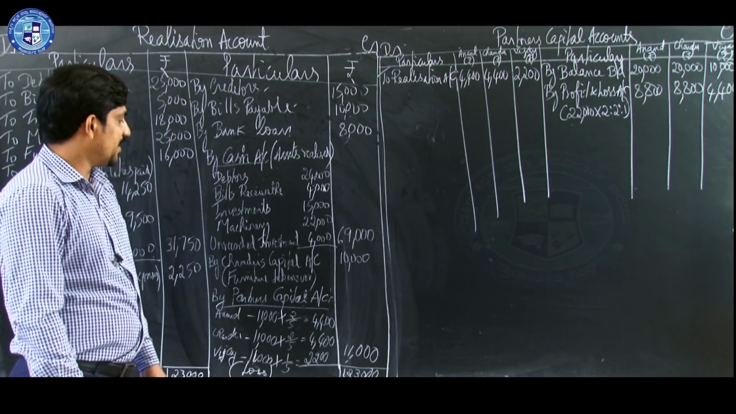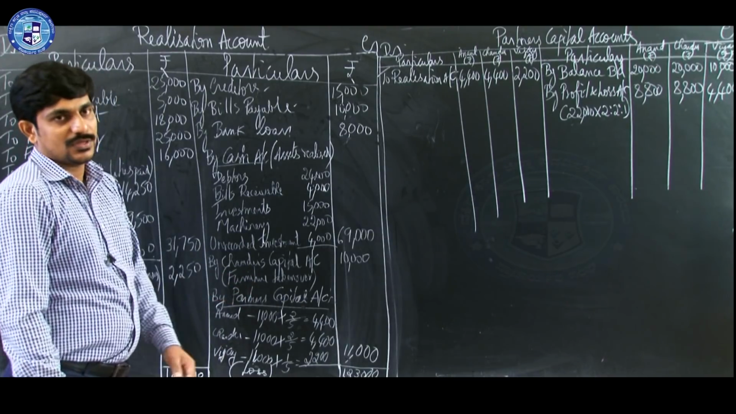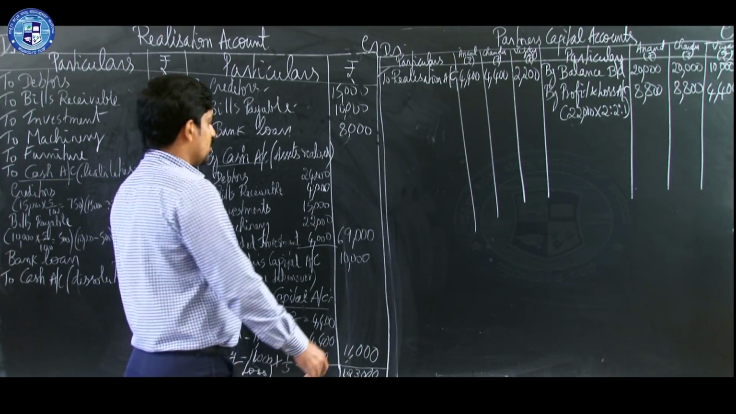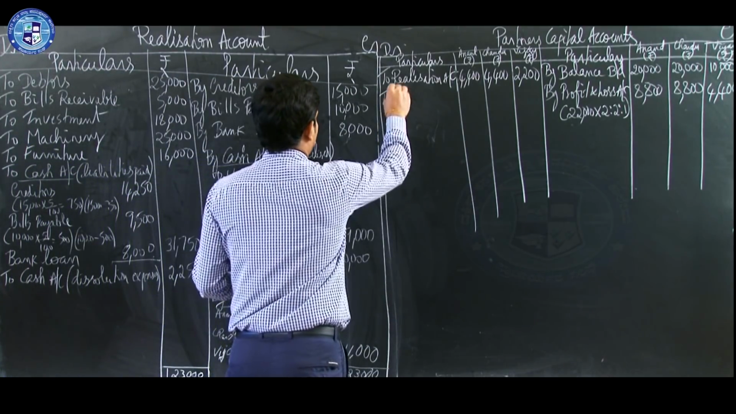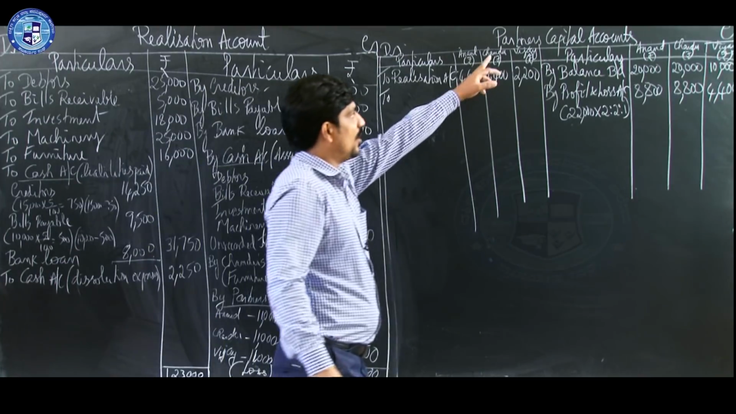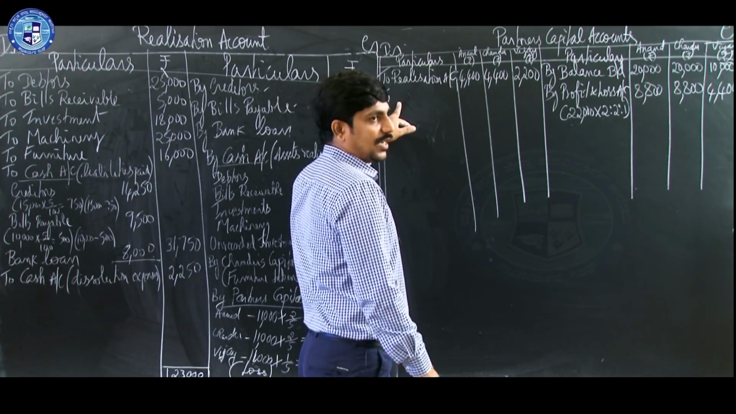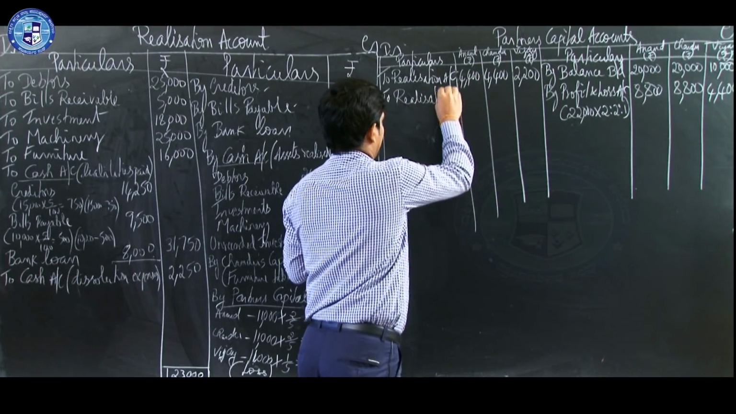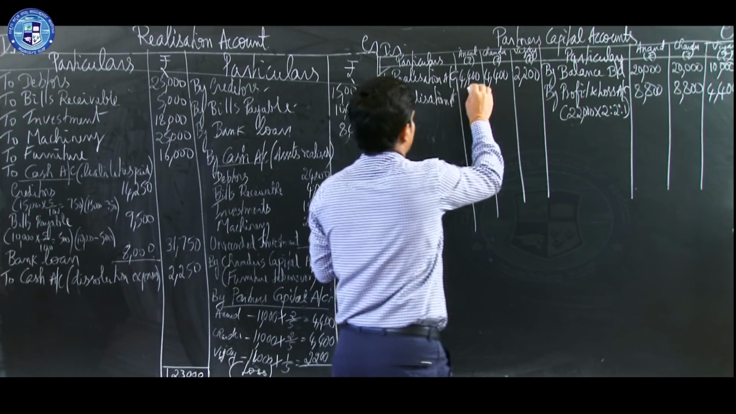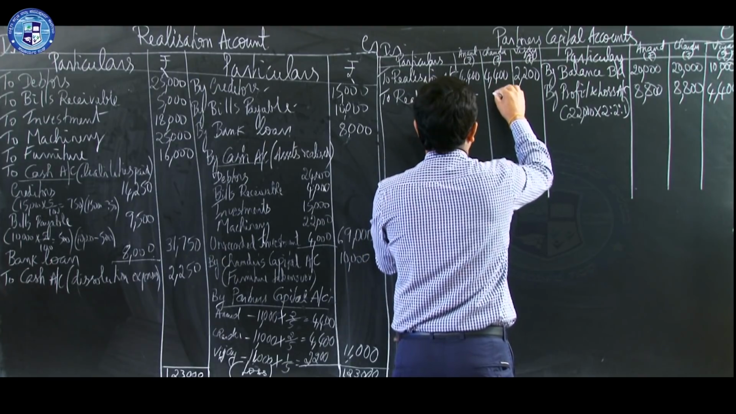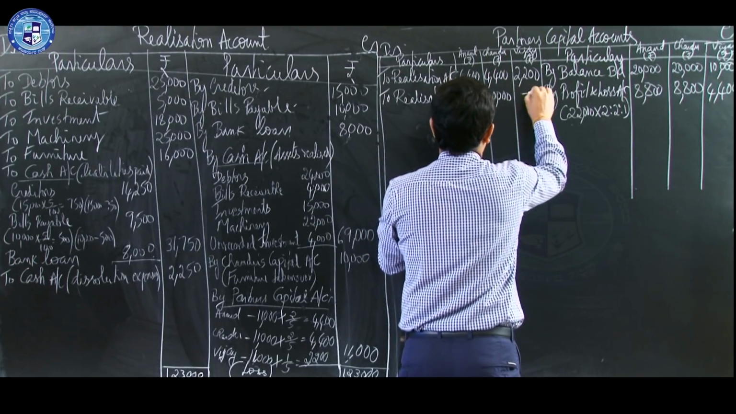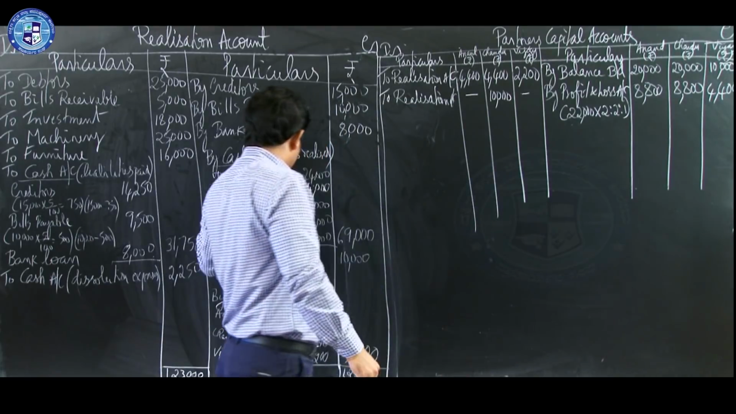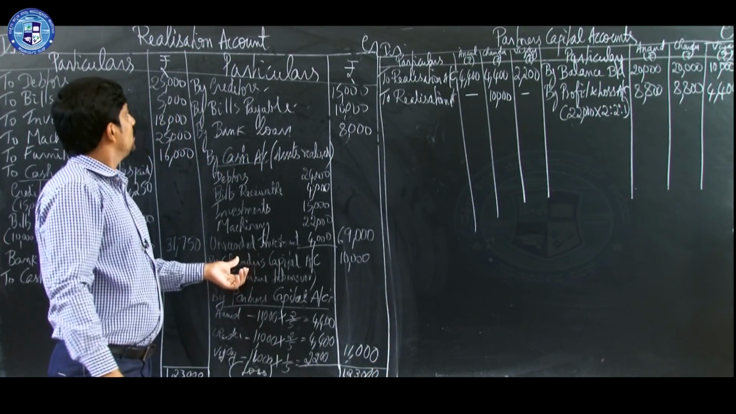Partners capital account debited to realization account. So which side will it go? Debit side. Partners capital account debited to realization account. Which partner has taken over? Chandu. So how much is it? 10,000. Otherwise, just look at the board here.